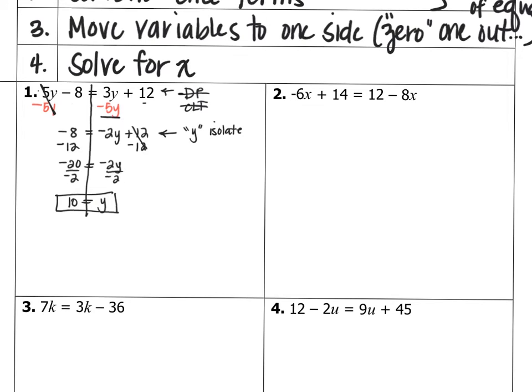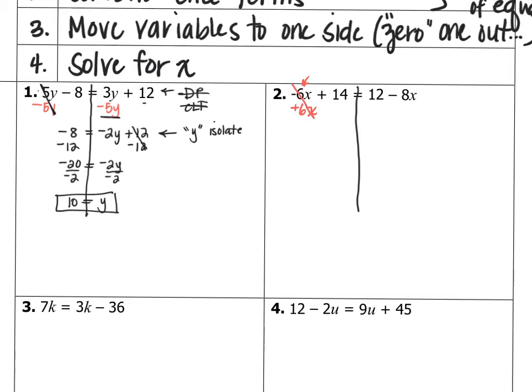Now let's look at number 2. Again, looking at the left-hand side of the equation, I don't have any distributive property or combining like terms. Looking at the right-hand side, I don't have distributive property or combining like terms, but I do have variables on both sides. So let's zero one out. I'm just going to choose negative 6x. The additive inverse of negative 6x is positive 6x.